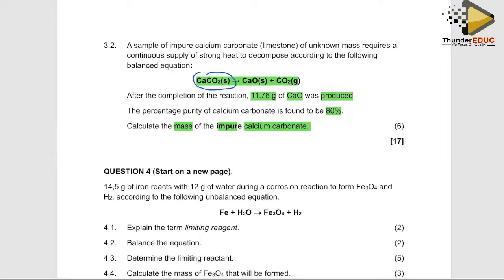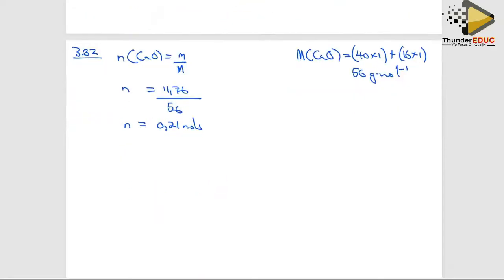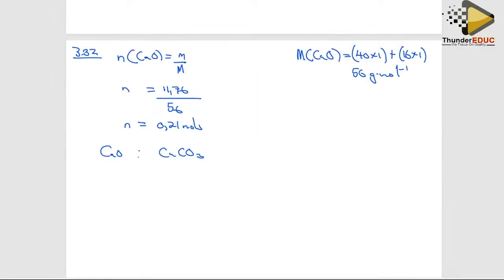Then to proceed to the next part, I'm supposed to use the mole ratio between my calcium oxide and my calcium carbonate, CaCO3. According to this balanced equation, the mole ratio shows that it is 1:1. So for calcium oxide I got 0.21, which means this side I'm also going to get a value of 0.21.